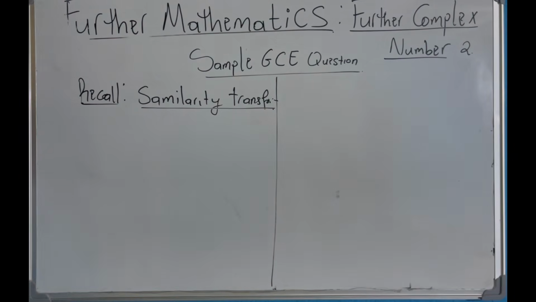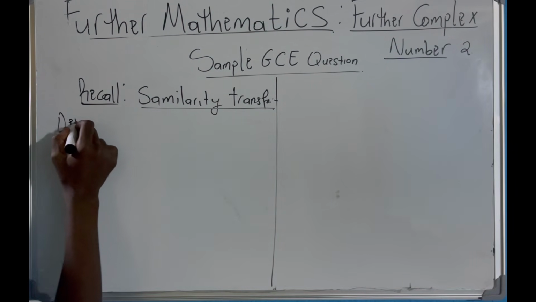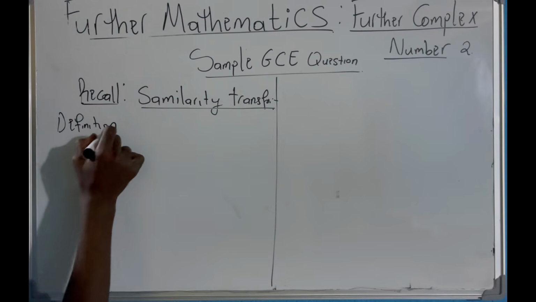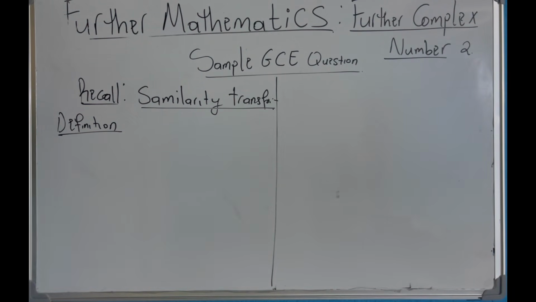Now, what is the similarity transformation? The small definition: a similarity transformation, which is also called a similitude, is a transformation that preserves the shape, but not necessarily the size of the object. It transforms an object to an image by preserving the shapes, but not necessarily the size, because it sometimes changes the size by enlarging or reducing the object.